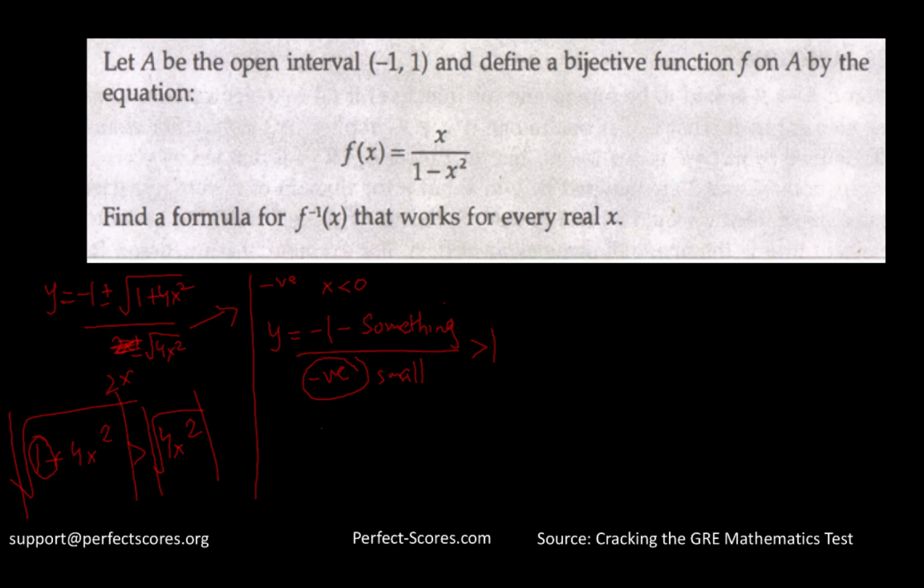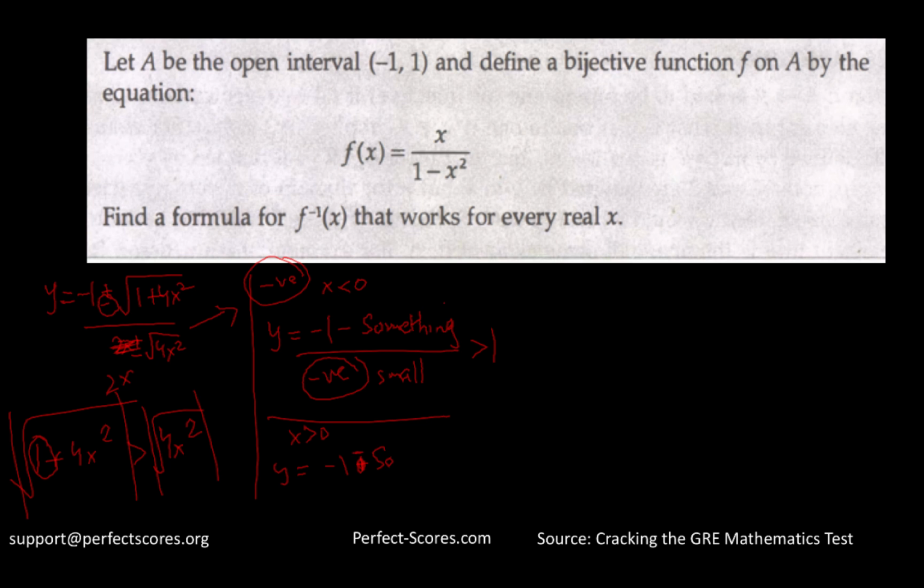On the other hand, if I take x to be positive, if I say x is positive, then y is equal to -1 minus something, the same thing. I'm not taking the positive case, I'm still taking the negative case, so it's going to be minus something, but I'm saying when x is greater than 0.